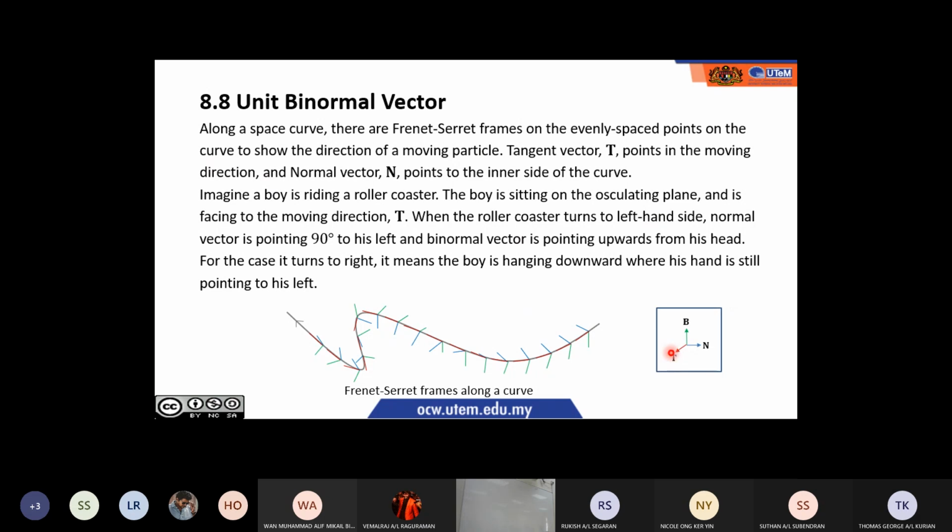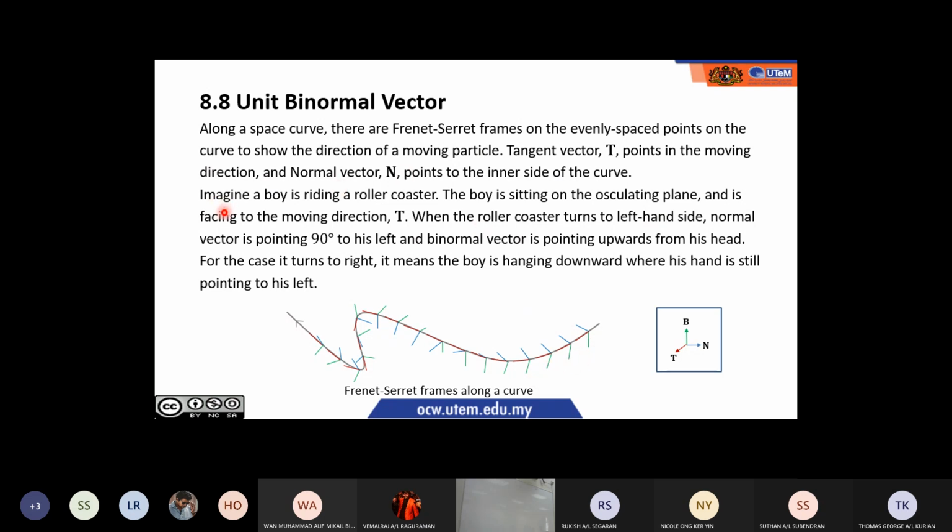So the one in red, that means the particle moves in this direction. You see the red arrow, at every single point it points in this direction. So we know that the particle moves in this direction. And the normal vector points to the inner side of the curve.